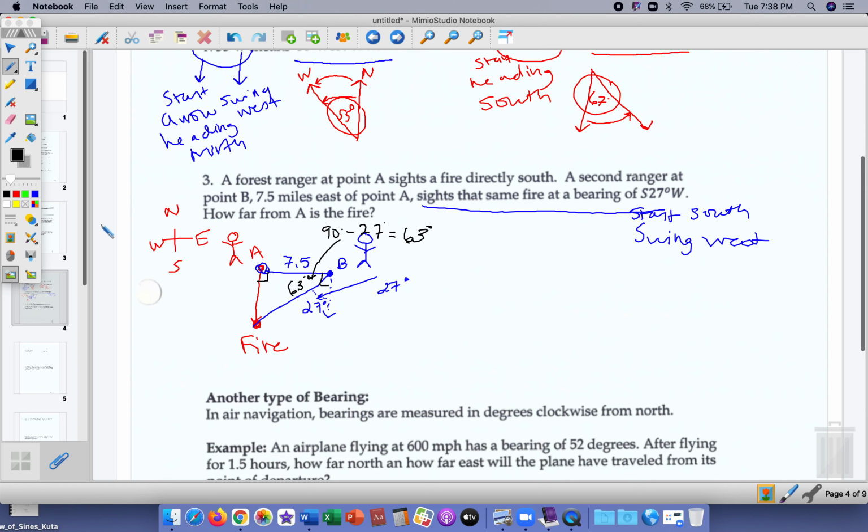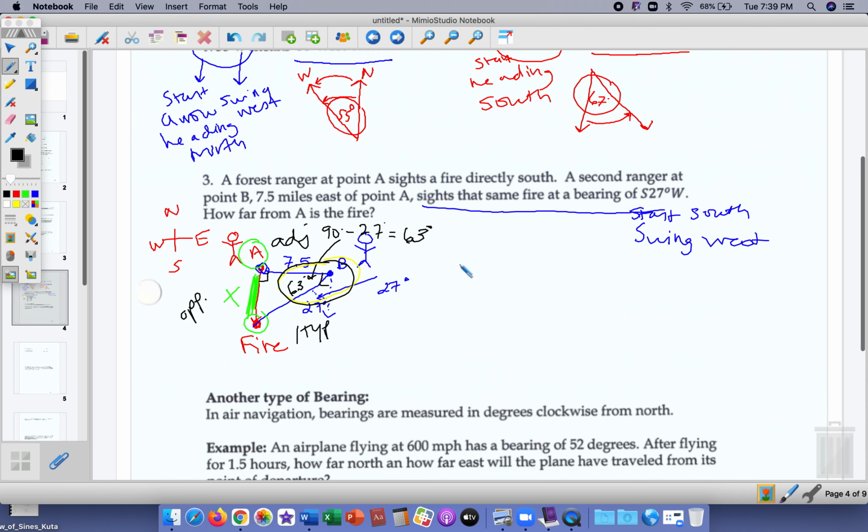It says how far from the person A is the fire. So what they want to know is how far from person A is the fire. So they want this distance right here. We can call that X. You have a few options. If I choose to work with this angle right here, angle B, I know that the X side is the opposite side. 7.5 would be the adjacent side, and then over here would be the hypotenuse.